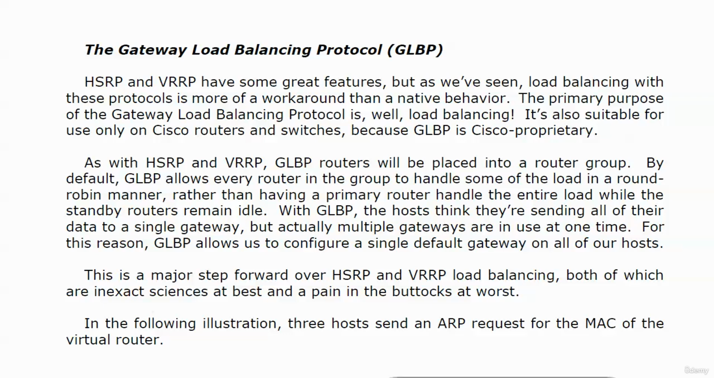Now, just one quick note, this is not suitable for use in the dreaded multi-vendor environment because it is Cisco proprietary, can only be used on Cisco routers and switches. Now, one of the few similarities we're going to see has to do with the router group and the virtual router concept. I'm talking about differences and similarities between GLBP and the protocols we've looked at so far. By default, GLBP allows every router in that group to handle some of the load, and the default manner is in a round-robin manner. There are others. We'll take a look at those later in the section.